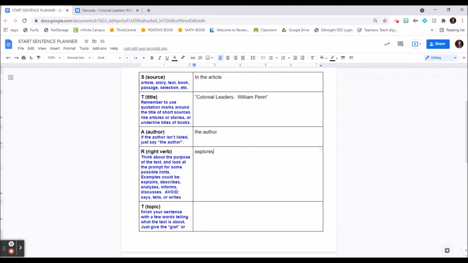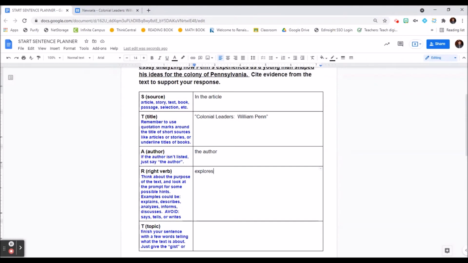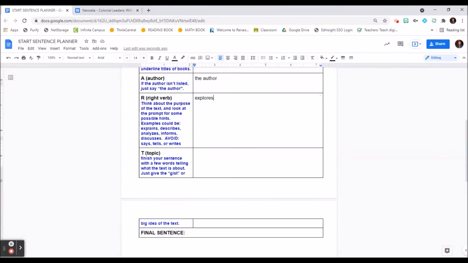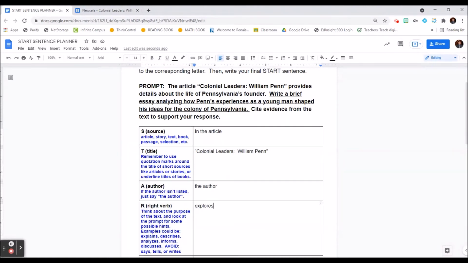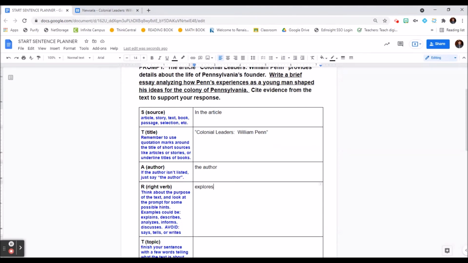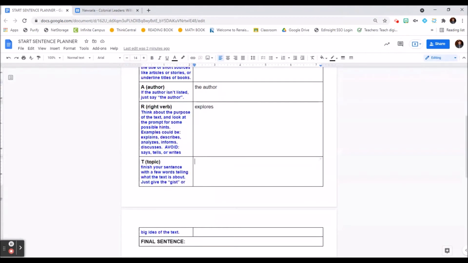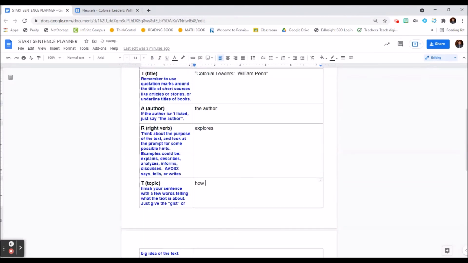So we finish our sentence with a few words telling what the text is about, or it says just give the gist or the big idea. I could also look back up here and look at the prompt. So again, that task statement in the prompt could help me focus in on what to write for my topic. And here my topic is how Penn's experiences as a young man shaped his ideas for the colony of Pennsylvania. And that's what I'm going to go with. Explores how Penn's experiences as a young man shaped his ideas for the colony.